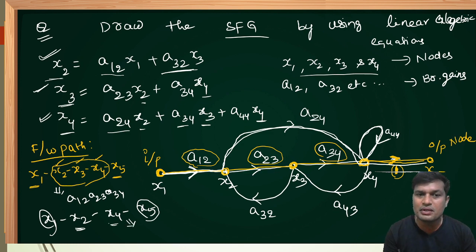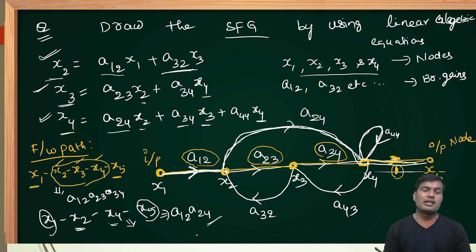What is the gain of the path? Simply all the gains are in cascade. Multiply those gains, you will get the forward path gain. What is the forward path gain? A12, A24, A45 into 1 will be the second forward path gain.